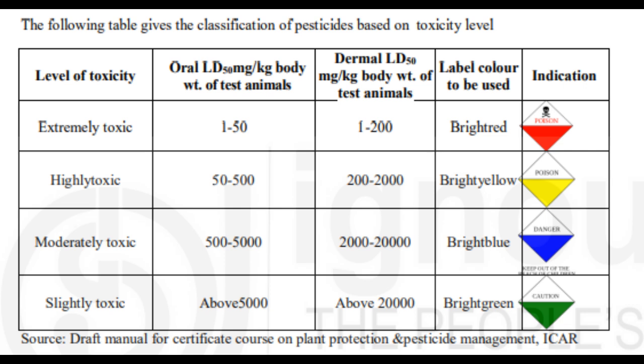6.3.2 Classification based on mode of action. The following table gives the classification of pesticides based on their mode of action. S.No, type, definition, examples. 1. Contact: insecticides act on the pest and enter through dermal contact. Endosulfan, malathion, fenvalerate.